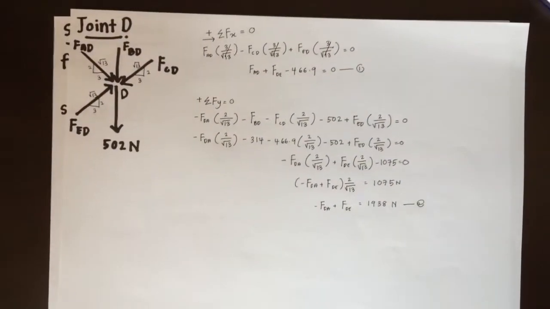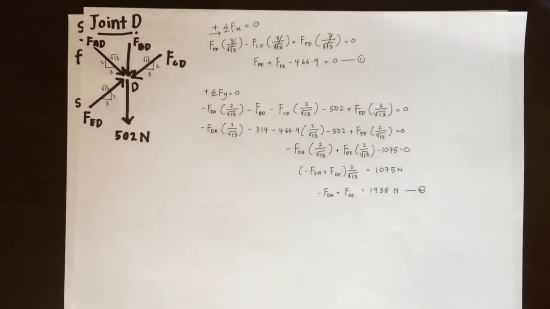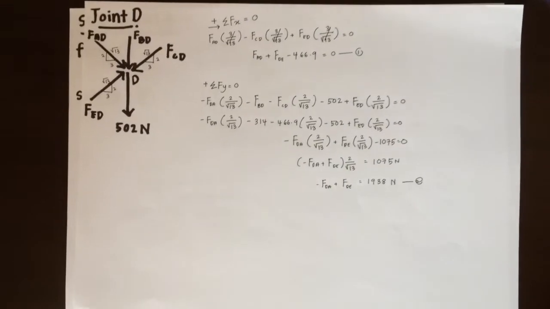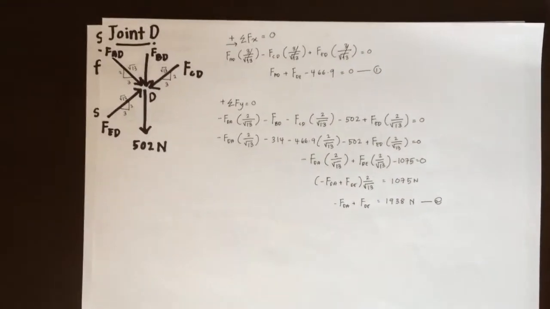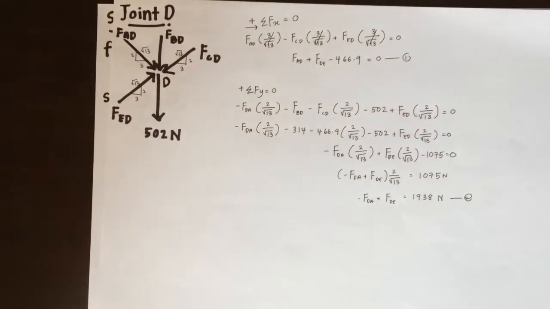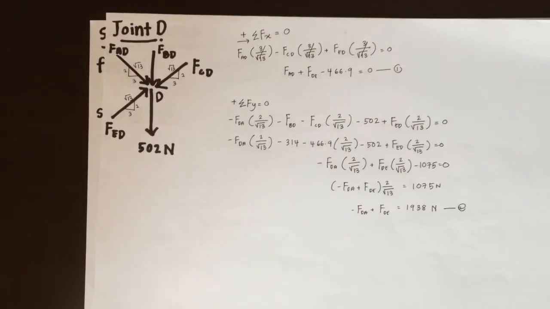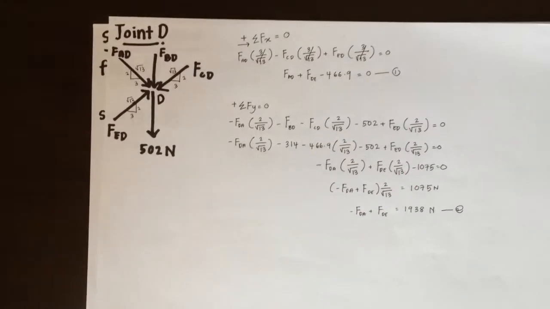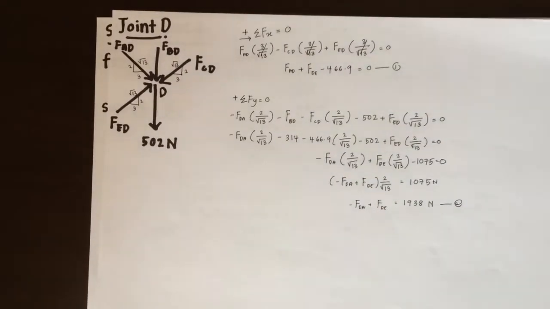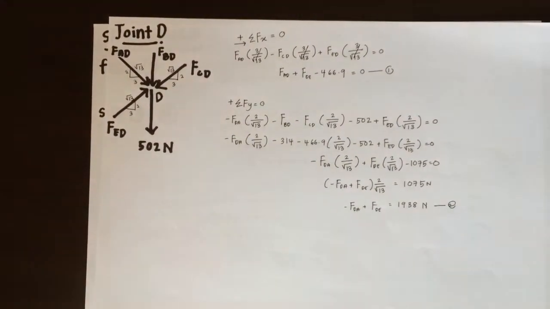For joint D, the forces applied are FAD, FBD, FCD, FED, and external load 502 Newton. For summation of Fx equals to 0, we take FAD times 3 over square root 13 minus FCD times 3 over square root 13 plus FED times 3 over square root 13. Substitute the value of FCD, which is 466.9. The 3 over square root 13 can be factorized, so we just cancel it and we will get FAD plus FDE minus 466.9 equals to 0 for equation 1.